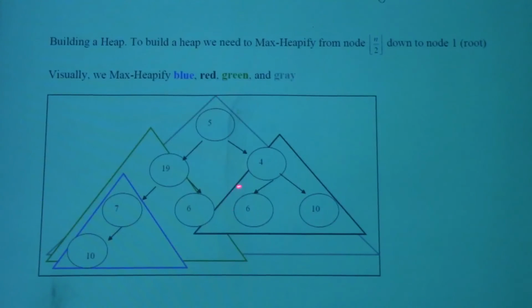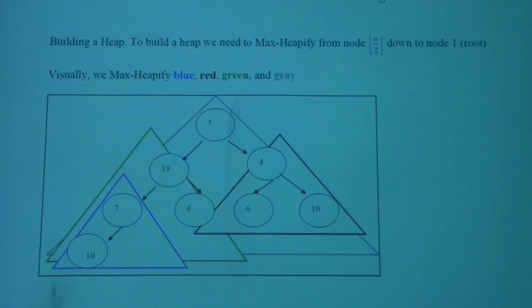Notice that 4, 6, and 10. So 4 is the next parent. It has 2 children. Notice that the left subtree is a heap, and the right subtree is also a heap. The question is, now we're going to go one level higher, is that a max heap? The answer is no, because 4 is not bigger than 6, it's also not bigger than 10.